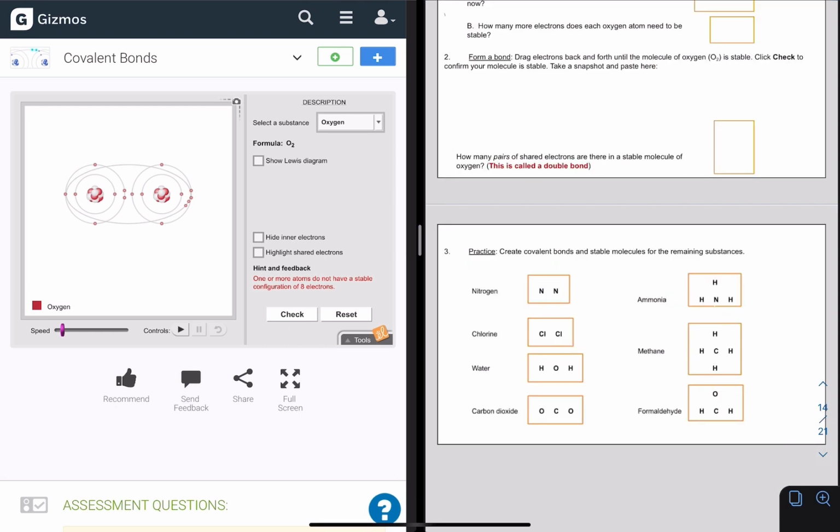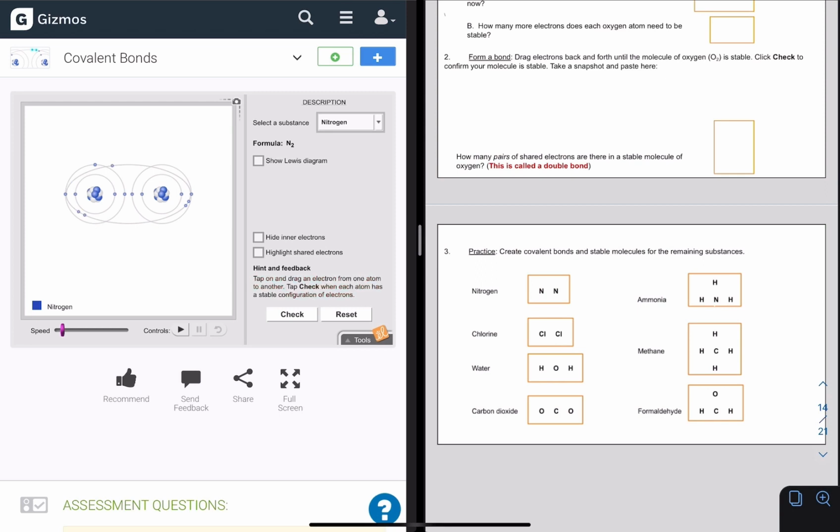You're going to practice creating covalent bonds and stable molecules for the remaining substances, all the ones that you see on the screen right now. So you're going to have to change the substance by clicking on here. And you'll have to, again, play around with this, start sharing the electrons, and check each time, add more, check, until you finally get one where it says it's all good.